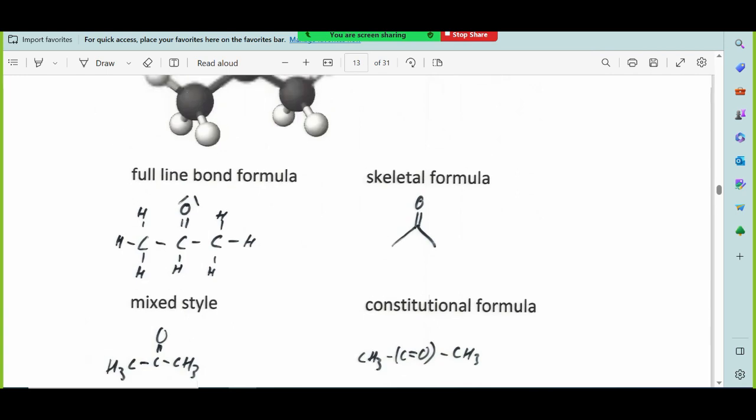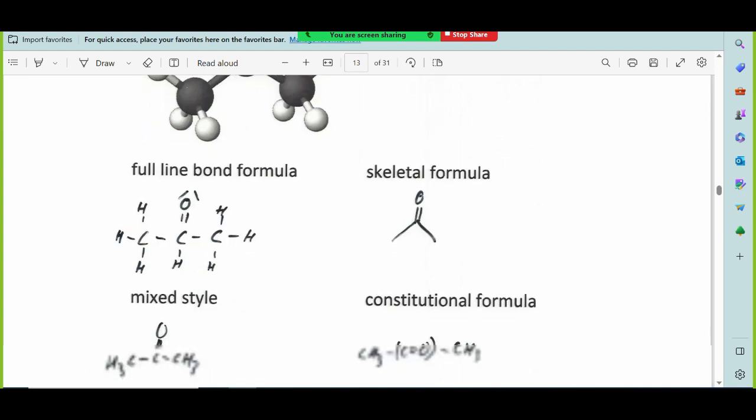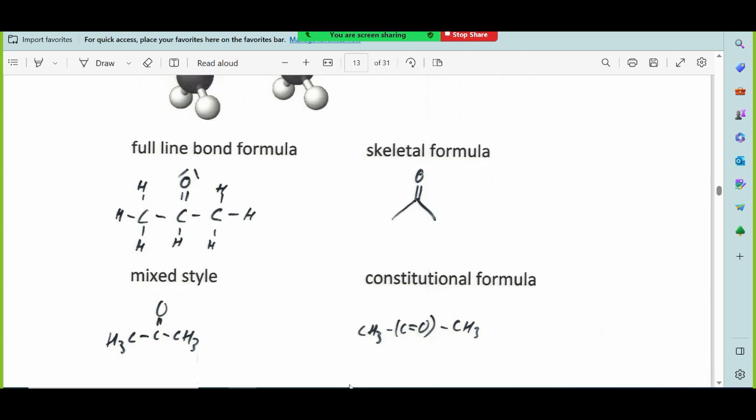Mixed style, you just, let's say, contract those. CH3, you write CH3 instead of drawing the full bonds. So this is the CH3, you write it, but you want to show explicitly the double bond O. Or the constitutional formula is CH3, C double bond O, CH3. Just write it like as if you're writing a name.